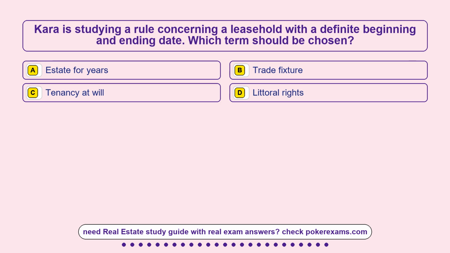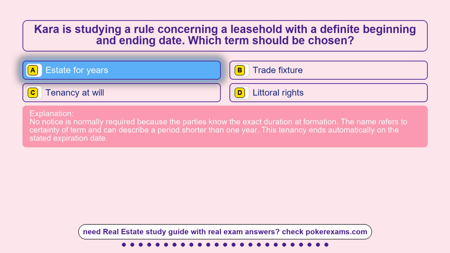Question 7. Kara is studying a rule concerning a leasehold with a definite beginning and ending date. Which term should be chosen? Option A, estate for years. Option B, a trade fixture. Option C, tenancy at will. Option D, literal rights. The correct answer is option A, estate for years.